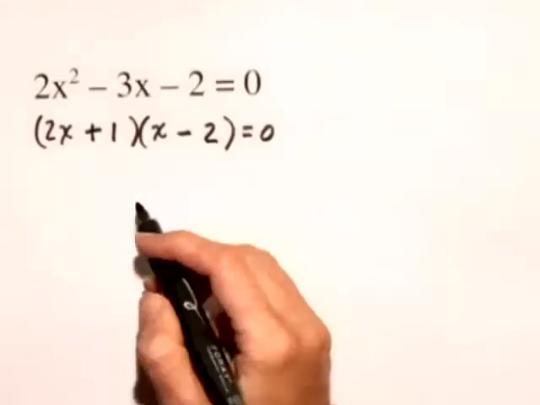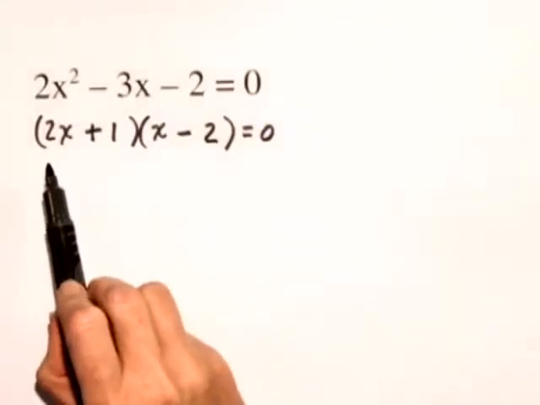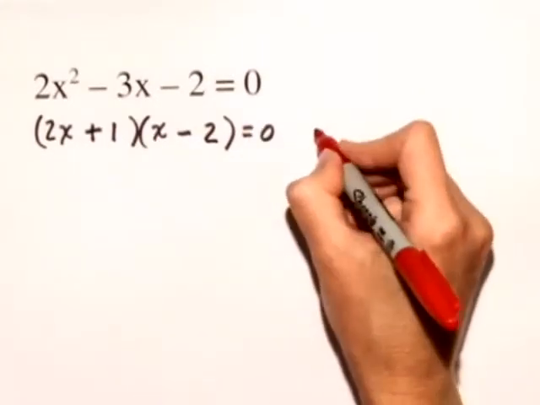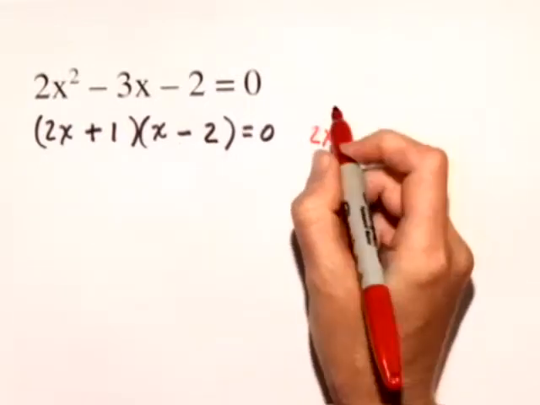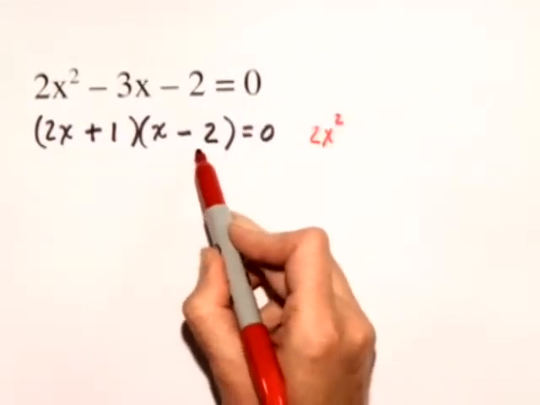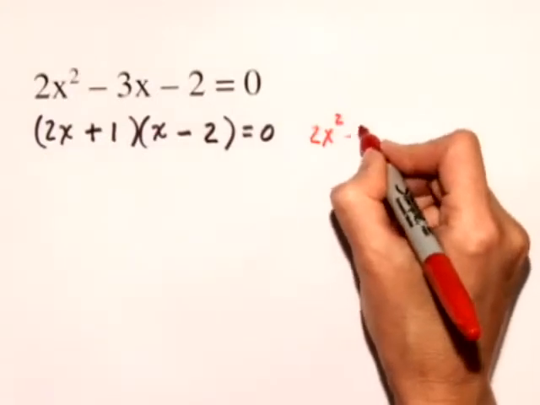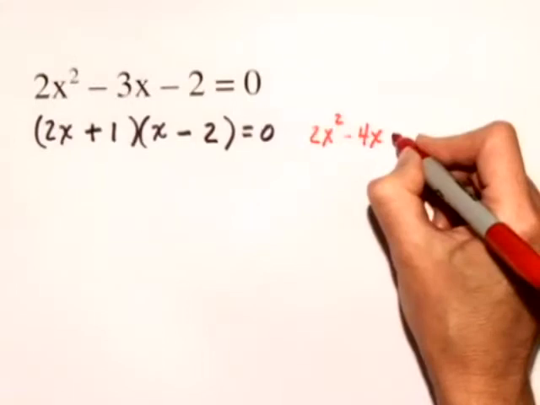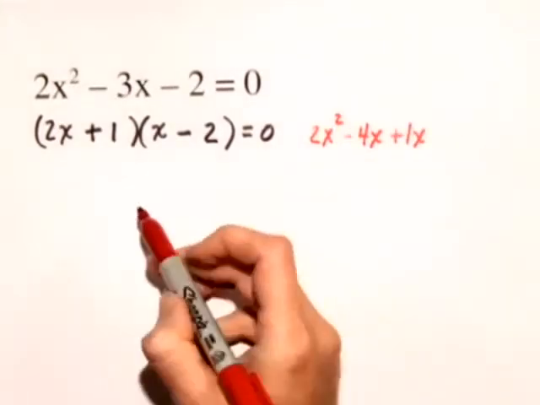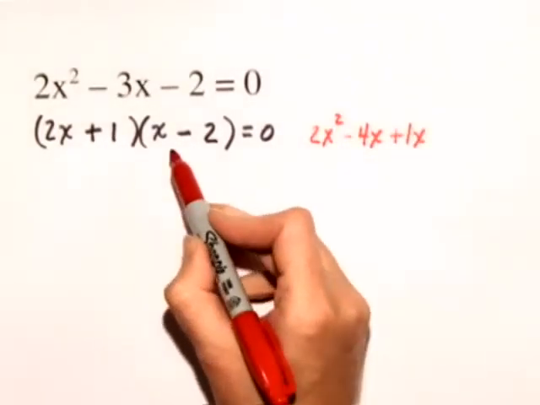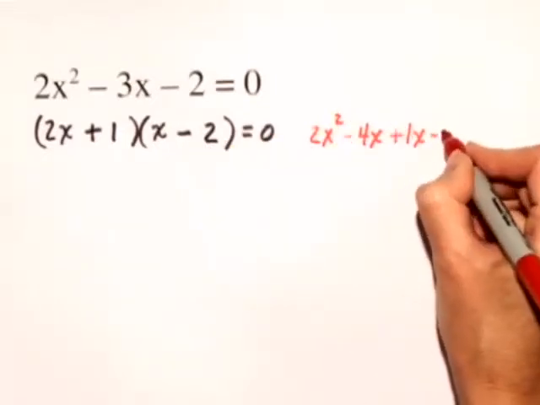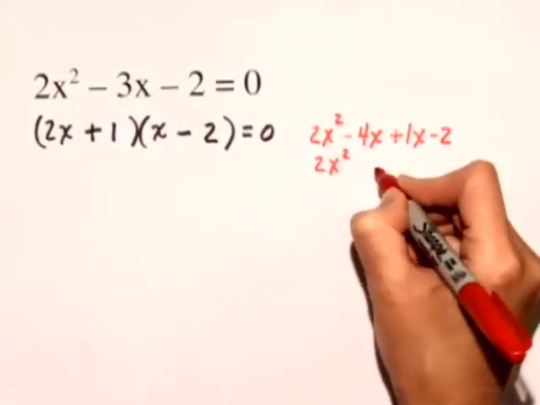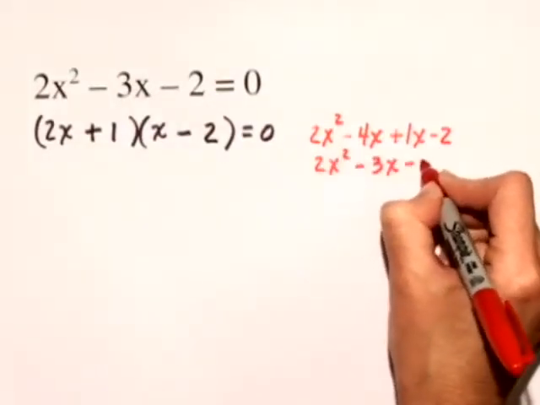Now, let's double check this before we go any further. Let's FOIL this out just to check. We have 2x times x, our first terms, that's 2x squared. Our outside terms, 2x times negative 2 gives us minus 4x. Our inside terms, 1 times x gives us plus 1x. And our last two terms, a positive 1 times negative 2 gives us minus 2. And that certainly does simplify to 2x squared minus 3x minus 2.